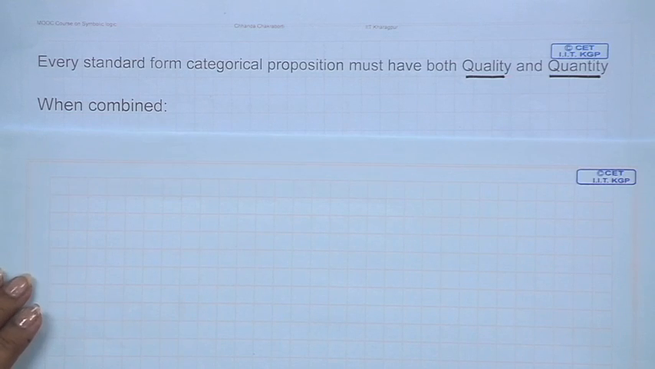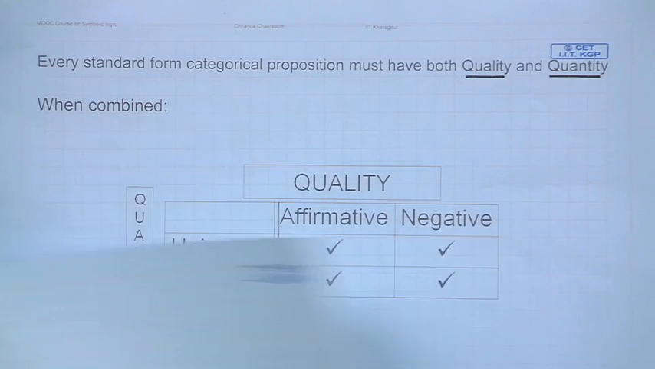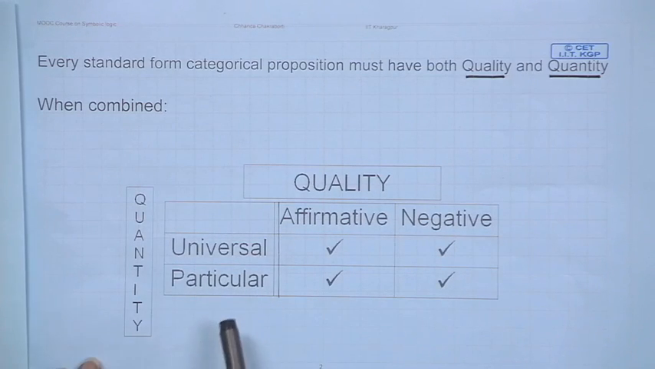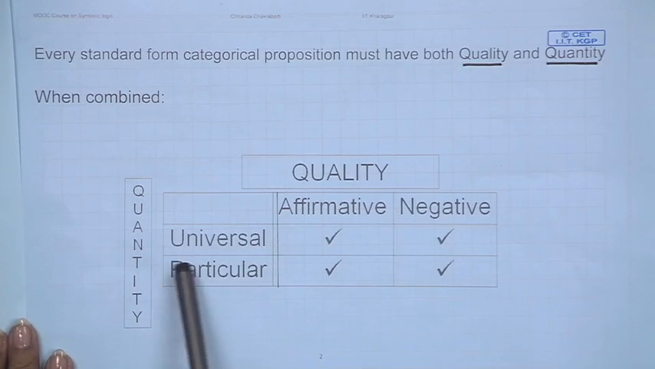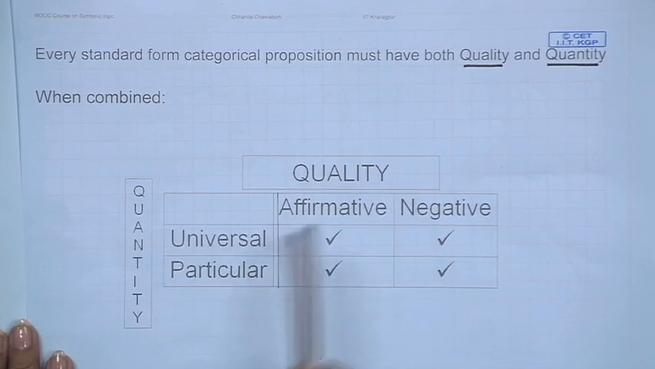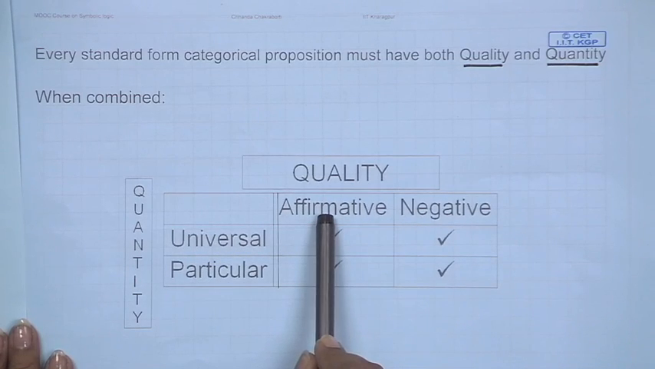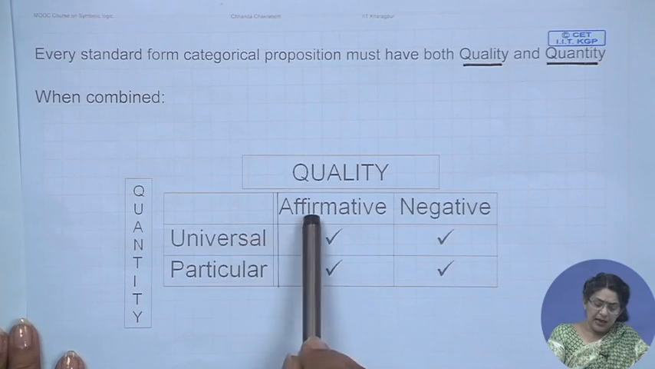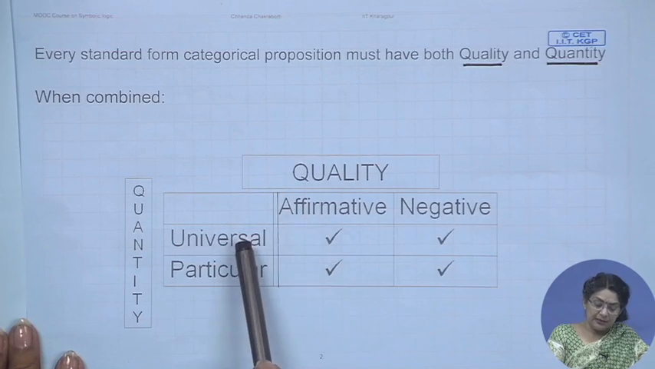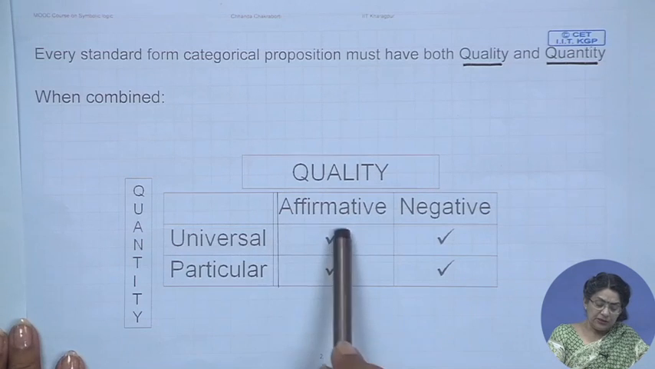When you are combining quality and quantity together, then something like this happens. You are going to have 4 kinds of categorical proposition. This is the quantity, this is the quality. So, we are going to combine this. Universal affirmative, this is going to be one kind. You are referring to every member of the subject class, and you are affirming that the subject class is included in the predicate class. Got me? So, this is one kind.